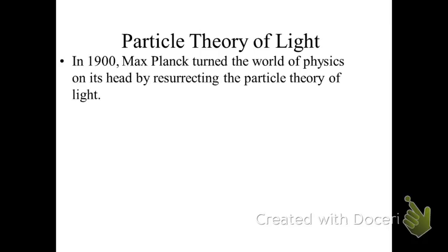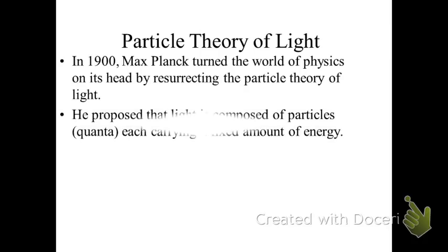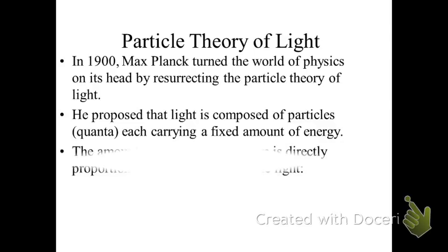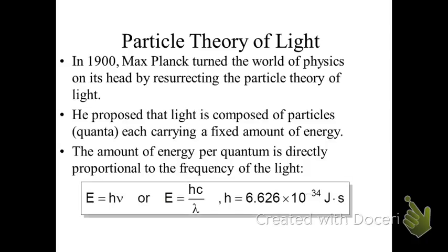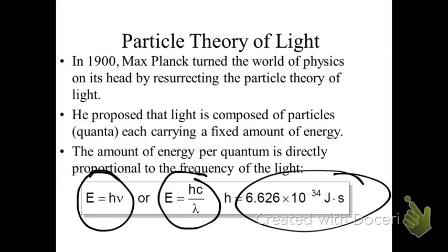Max Planck is the one that talked about light as a particle. He's the one who revisited it, and he proposed that light is made up of particles that each carry a certain amount of energy, and that the amount of energy is also related to the frequency and the wavelength. And so he took that law that I just showed you, E equals h nu, and he also created E equals hc over lambda. So this one relates wavelength and energy, whereas this one relates energy and frequency. And again, this is the value of h that we're going to use.